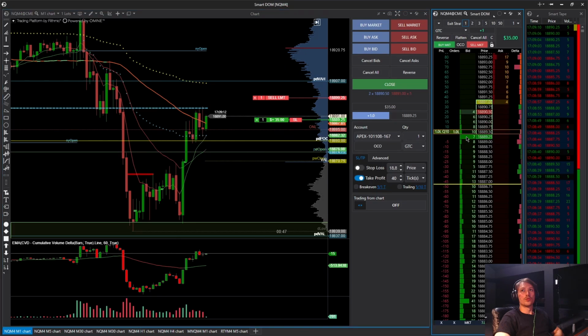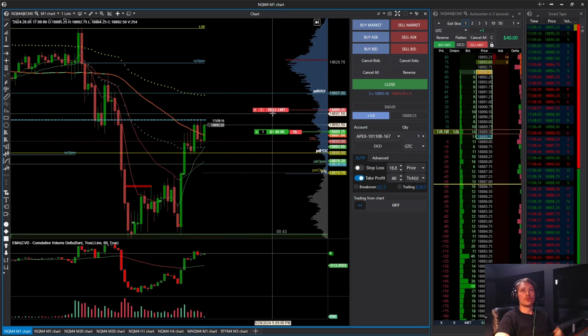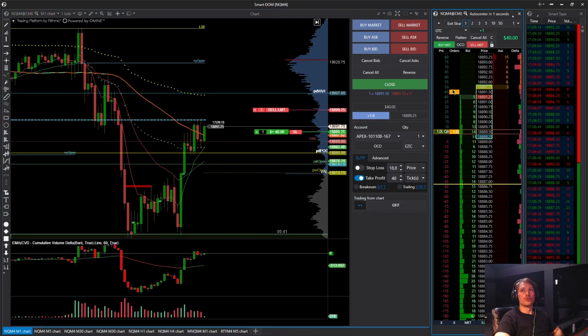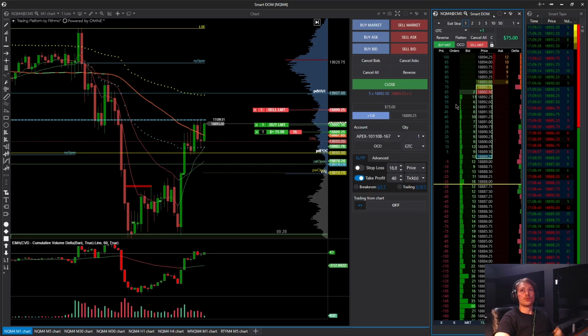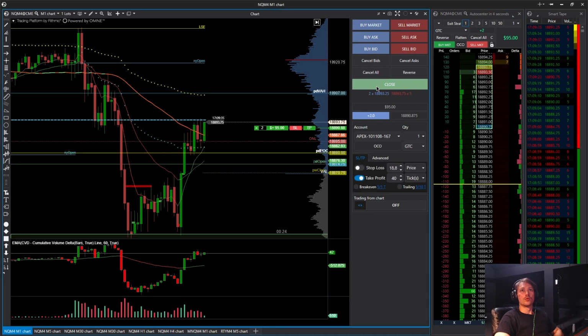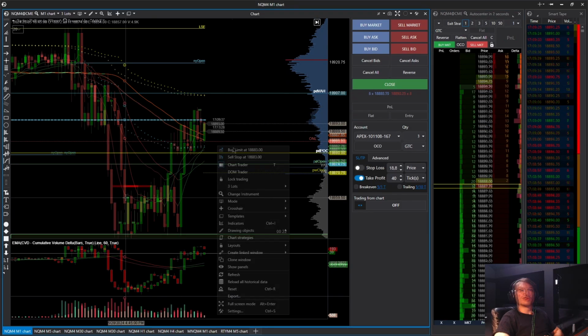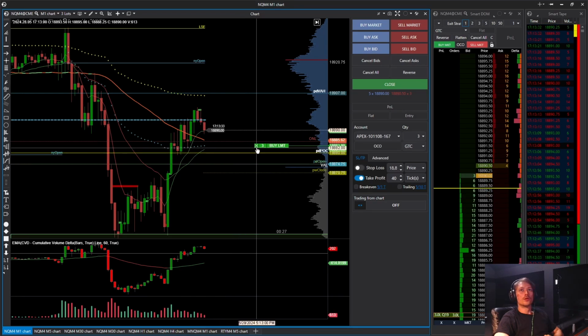I entered again here because the same trading idea was not invalidated. As you can see, I put the stop loss immediately to entry, and I was just trying to grab $50 from this trade and be out. And I managed to close it for, I think $60, if I'm not mistaken.